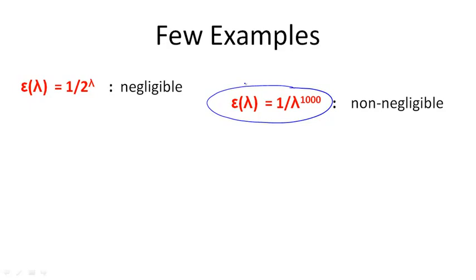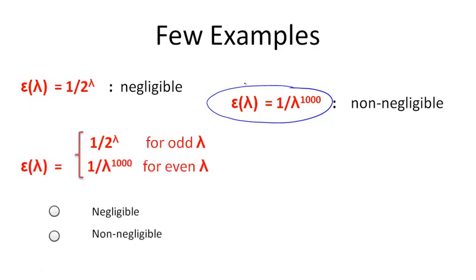Now let's look at a confusing example, just to be tricky. What do you think? Suppose I have a function that for odd lambda happens to be exponentially small, for even lambda happens to be polynomially small. Is this a negligible or non-negligible function? Well, by our definition, this would be a non-negligible function. And the intuition is if a function happens to be only polynomially small very often, that actually means that an event that happens with this probability is already too large to be used in a real crypto system.